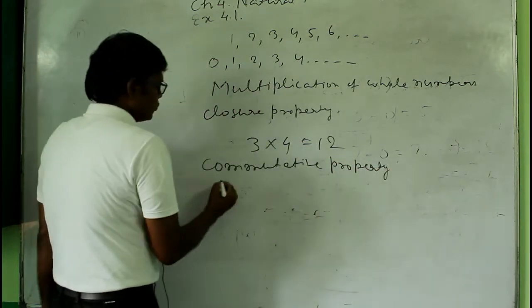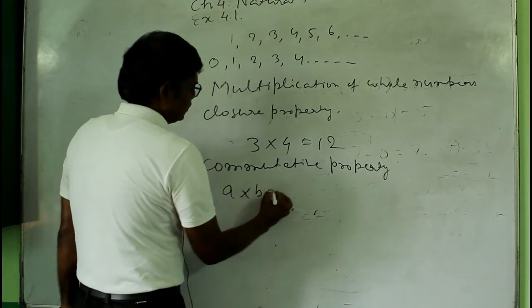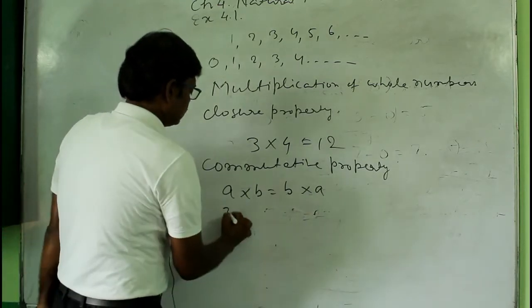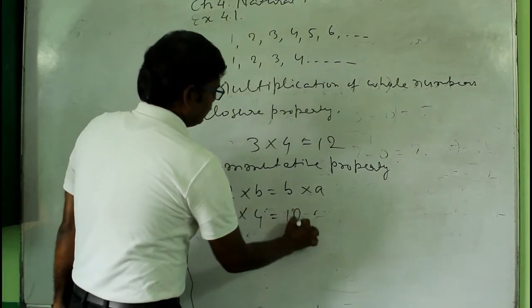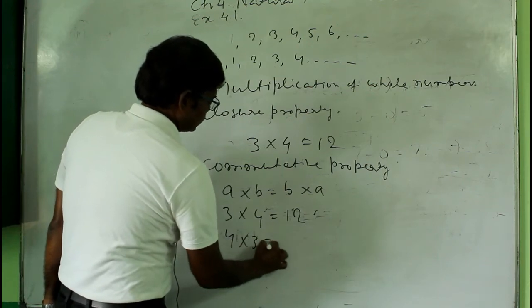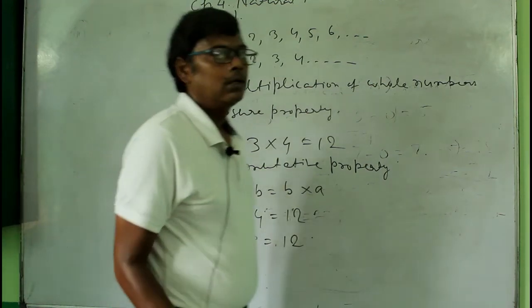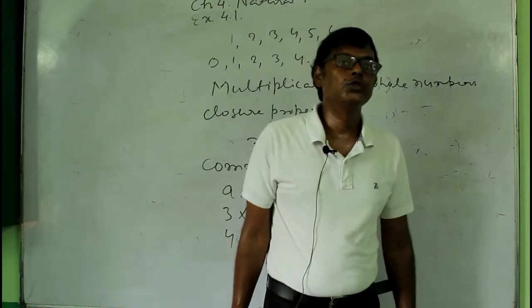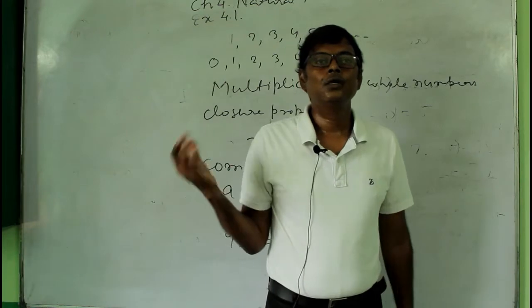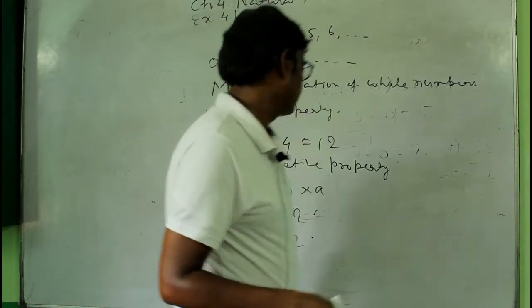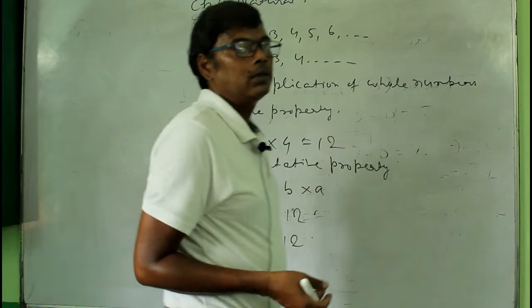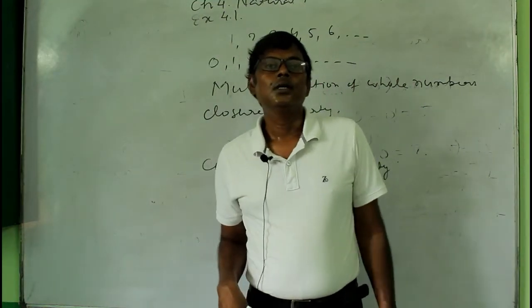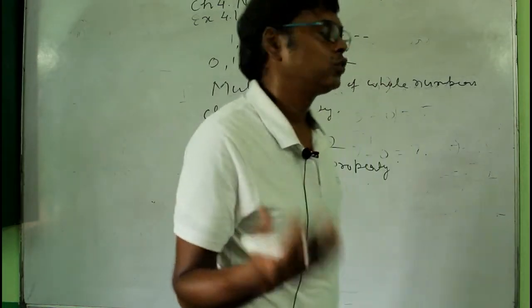Commutative property here. In this you have a into b equal to b into a. Here a and b are whole numbers. Like 3 into 4 equal to 12 and 4 into 3 is also equal to 12. That is, if you change the order of the numbers which you are going to multiply, the answer will remain unchanged. Okay, that is why the commutative property for multiplication of whole numbers holds good. Okay, and this is true for this.